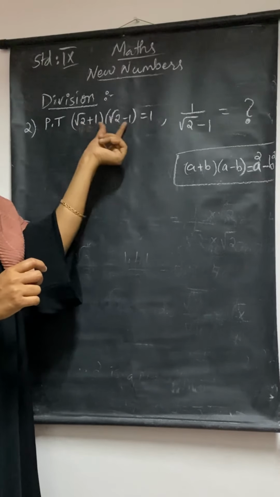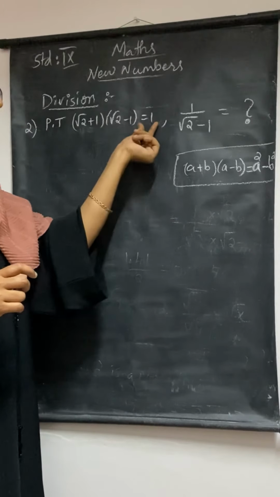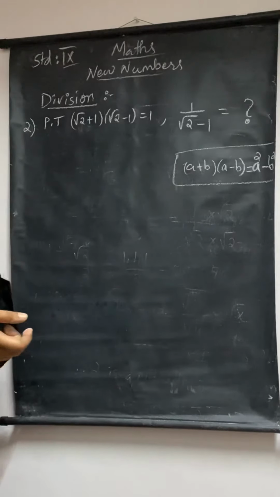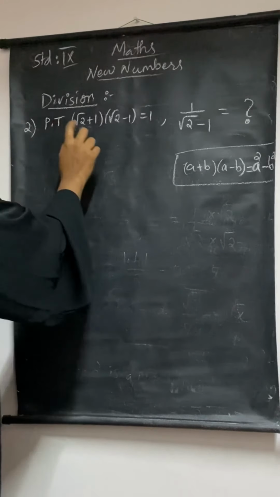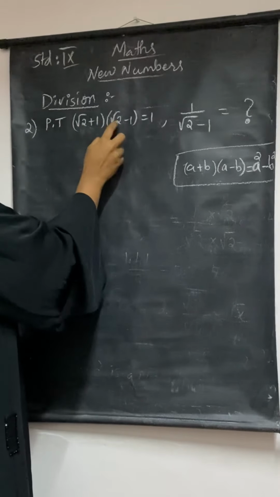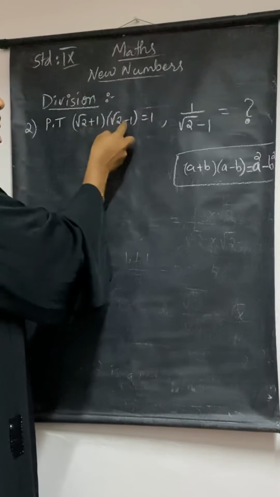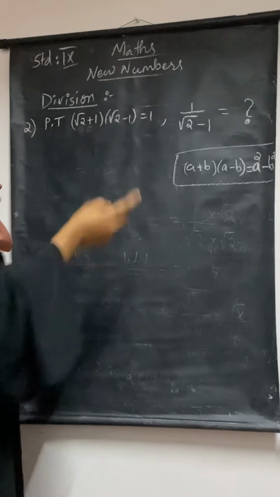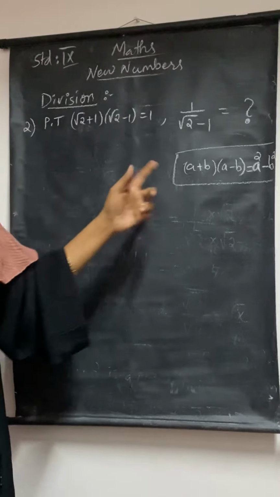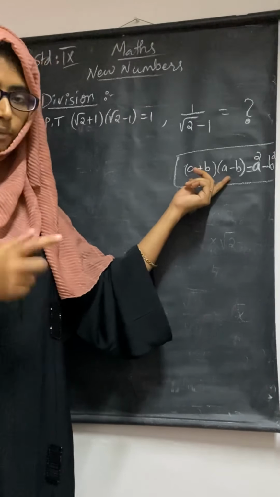This and this numbers, when you multiply, you have to get the answer as 1. How can you do that? We are going to see. You can see these two numbers are the same, no? Root 2, 1, 1. But here plus and minus is there. That is the only change. For that, we are going to use one formula that you already studied in previous years.